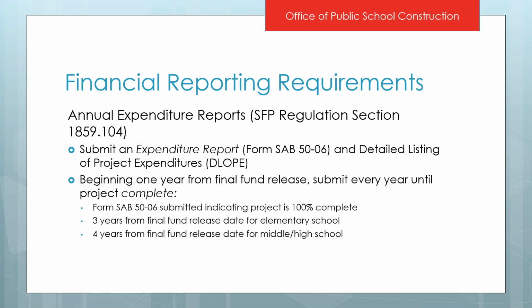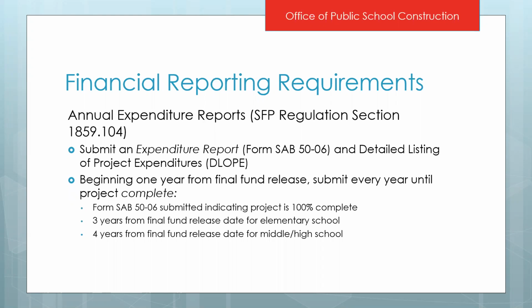So after you convert and you receive your funding, there are some financial reporting requirements that we require. The first is 1 year after you receive that final construction funding, you are going to need to begin to submit annual expenditure reports. This is the form SAB 5006, and included with it, you need to submit a detailed listing of project expenditures. These both are also located on our website under forms.